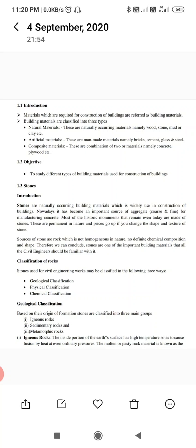Most of the historic monuments that remain even today are made of stones. These are permanent in nature, and the price goes up if you change the shape and the texture of the stone. The source of stones is rock, which is not homogeneous in nature, with no definite chemical composition and shape. Therefore, we can conclude stones are one of the important building materials that all civil engineers should be familiar with. So, classification of rocks.